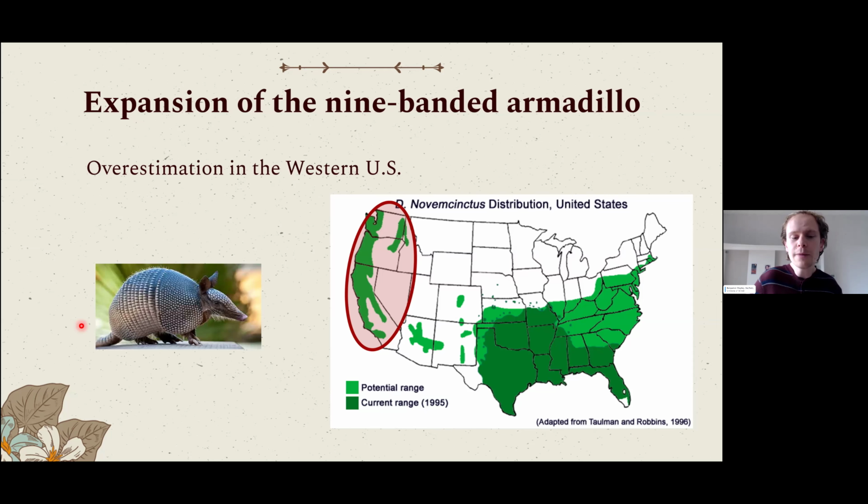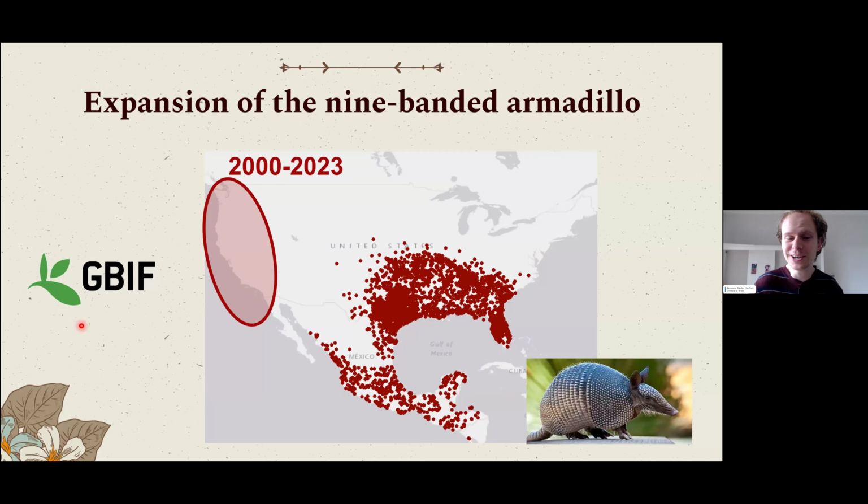However, this species is a generalist species, so if you're modeling the distribution, the potential range of the species, as the authors here did in 1996, you might find that areas on the West Coast are suitable and provide suitable habitat for the species. However, it's nearly 30 years later, and records of the armadillo have not reached the Western United States. This is likely because the Rocky Mountains provide a complete barrier to dispersal for these species.